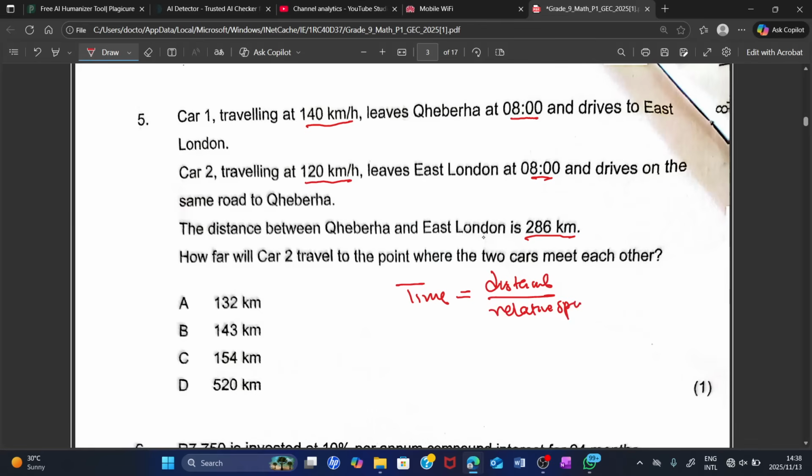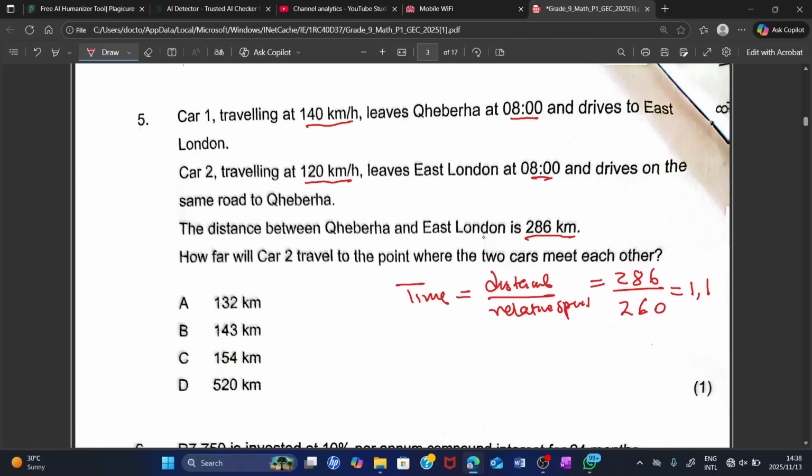Relative speed. Okay, so now what is distance? We are being told that the distance between them is 286. What is the relative speed? You're going to add the two, which is going to be 260. So the time for the cars to meet is 1.1 hours at this combined speed, if they are approaching, okay?